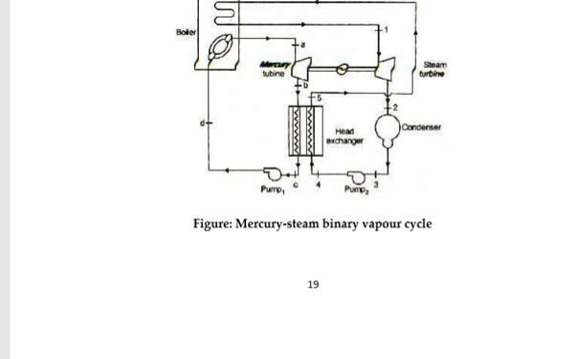Then the mercury vapor expands in the mercury turbine. This is the mercury turbine. The mercury vapors are expanded in the mercury turbine and then flow through the heat exchanger. This is the heat exchanger. They flow through the heat exchanger where they transfer the heat to the feed water, because the cooling feed water passes through it.